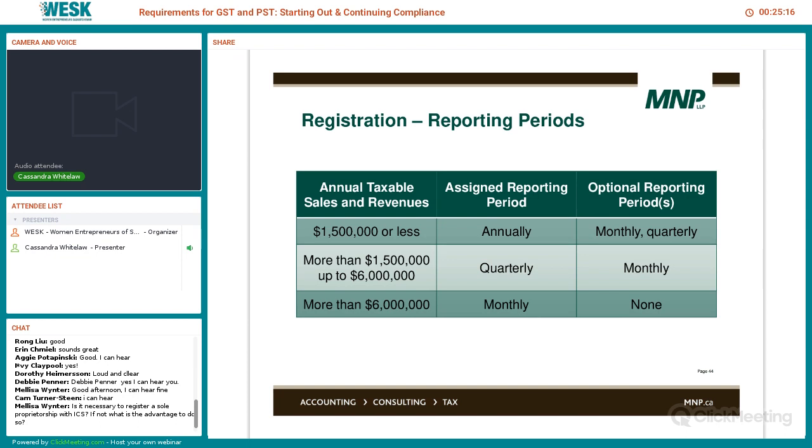So if your annual sales and revenues of you and any associated businesses are less than $1.5 million, the CRA assigns you an annual reporting period, but you can elect to file more frequently, so monthly or quarterly. With revenues between $1.5 and $6 million, the assigned reporting period is quarterly, but you can elect to file monthly. And if you and your associates have more than $6 million in taxable sales, then you must file monthly.